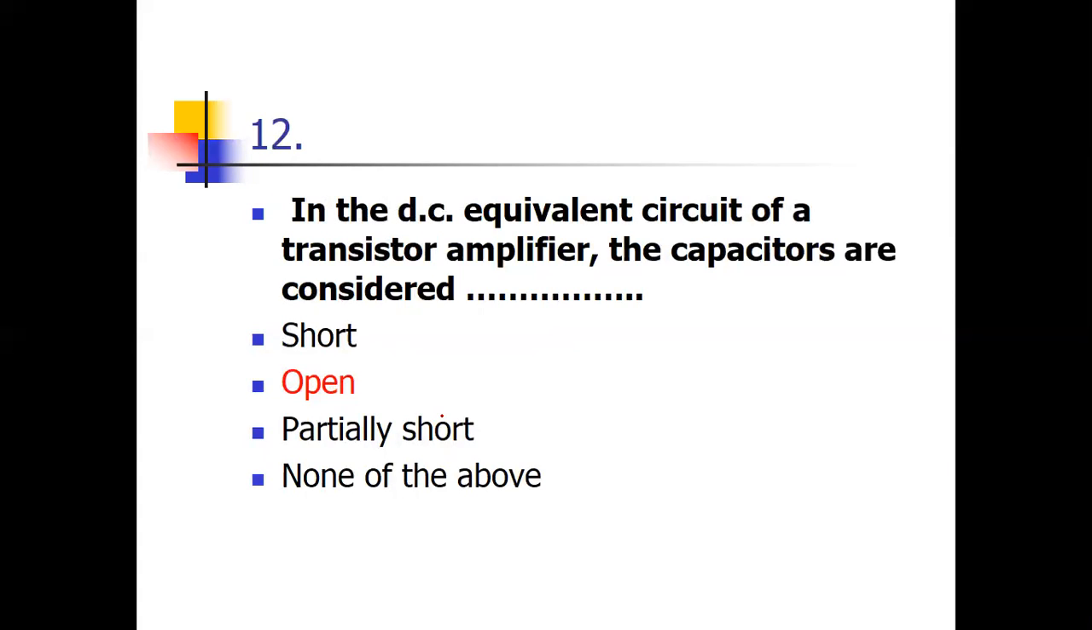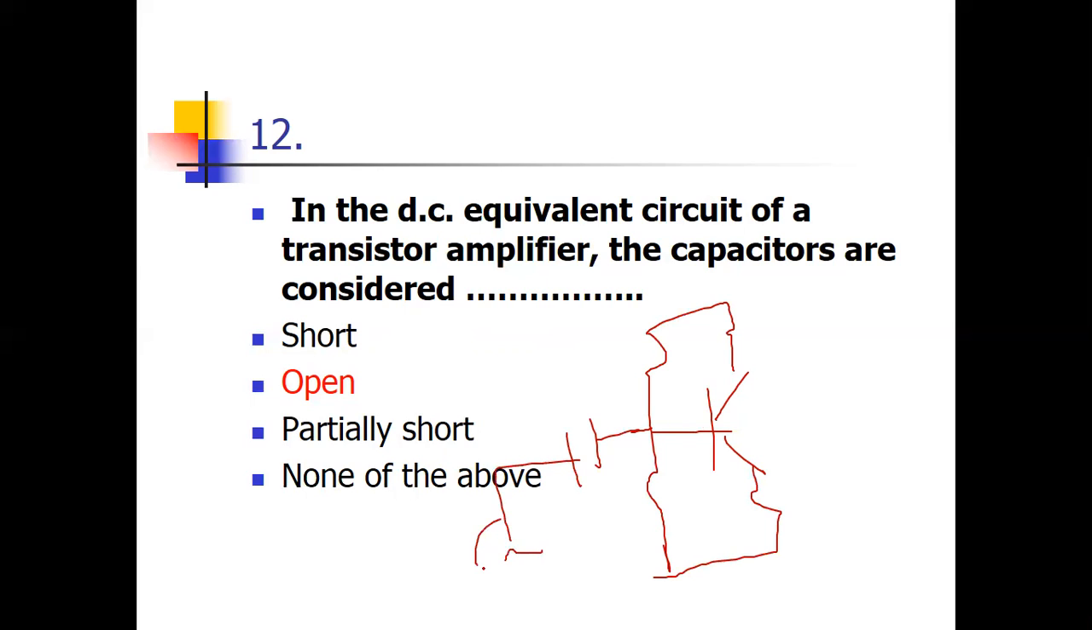In the DC equivalent circuit of a transistor, the capacitor is an open circuit. Why is it an open circuit? See, suppose this is the circuit, and this is your coupling capacitor. Now here we are applying the input. Now we want DC analysis. For DC analysis, we assume the capacitor is an open circuit. So whatever the input signal, it doesn't affect the DC biasing of the circuit. Due to this open-circuit capacitor, there is no effect of the input on your main circuit.